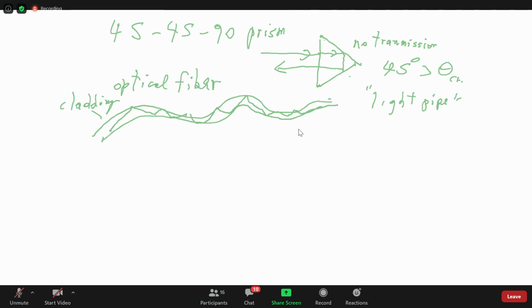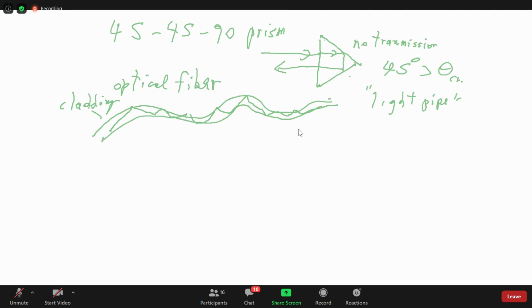You do lose some, there are some things that happen. There's scattering and there's absorption and other things like that, but you don't get any of the light transmitted out of the fiber. It gets total internal reflection. It's very important, probably the most important application of total internal reflection.